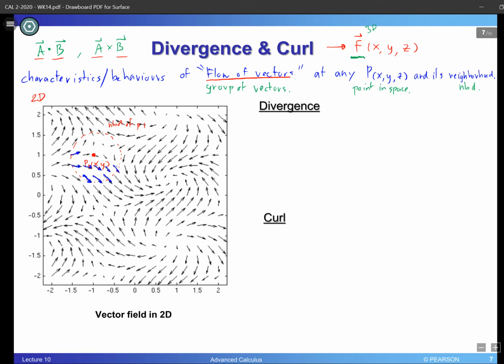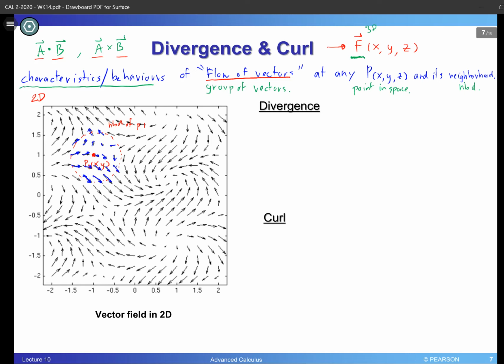From now on, when it comes to the word flow of vectors, we are interested in all of these blue arrows. So this small one too, this going down, going up, a tiny one, and also the ones on the boundaries. Maybe some around here. So all of them here. This is the flow of vectors at any point P and its neighborhood. We want to know the characteristics, the behaviors of all of them without having to plot them, and divergence and curl can tell us about that.